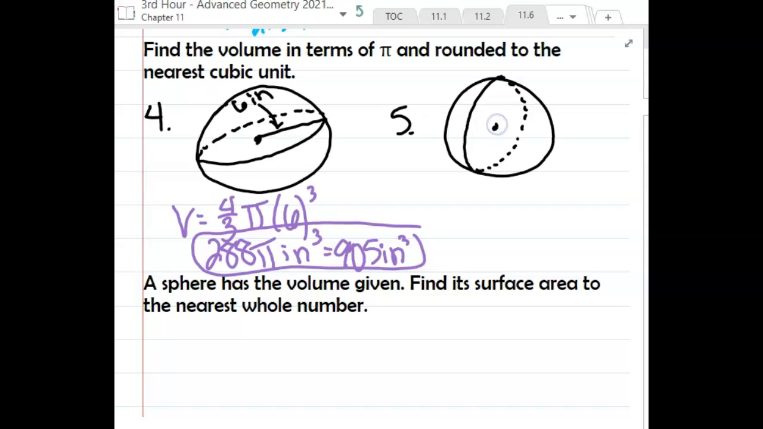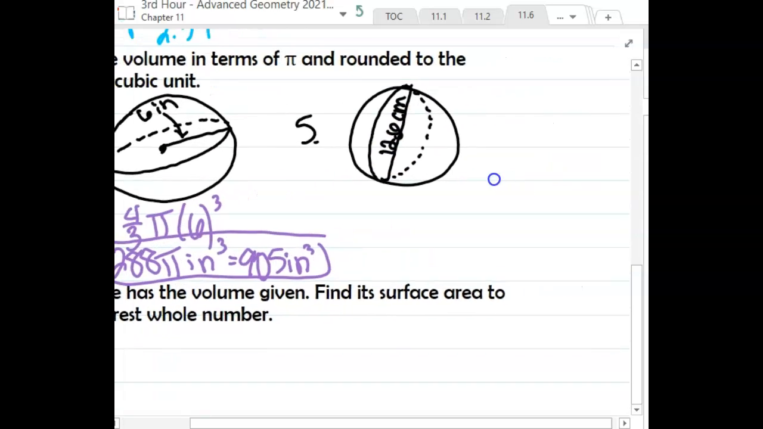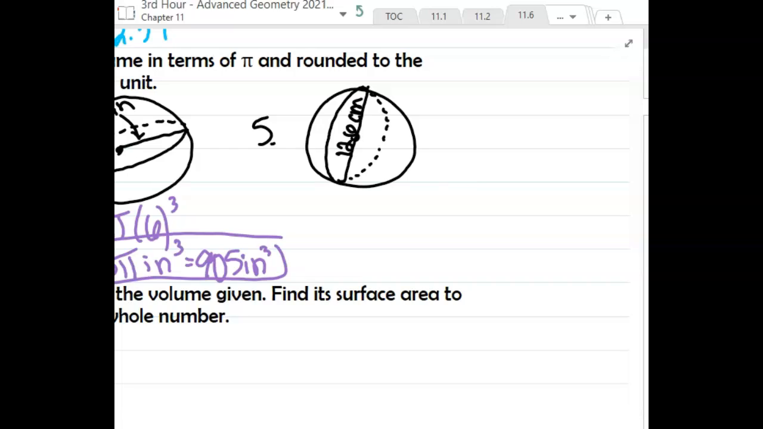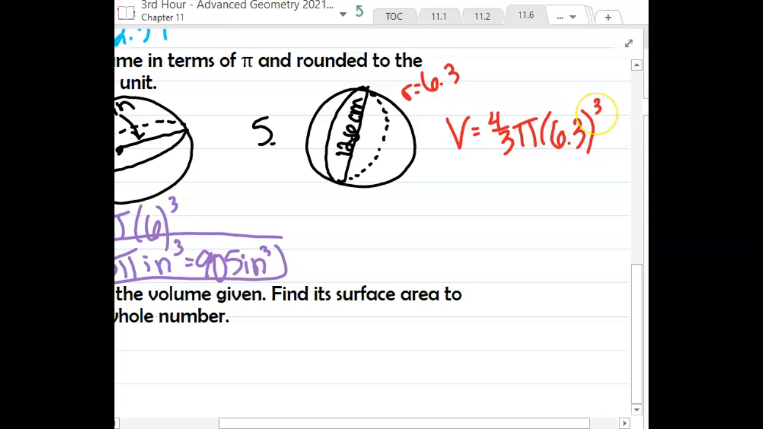Alright, so this time, all the way across the sphere is going to be 12.6 centimeters. Okay, the volume is 4/3 pi r cubed. So I need the radius. If the diameter all the way across is 12.6, what is my radius? 6.3. So we will take 6.3 cubed.